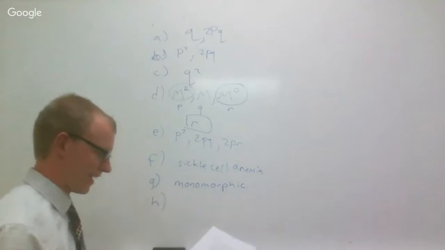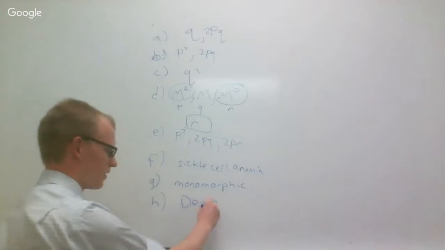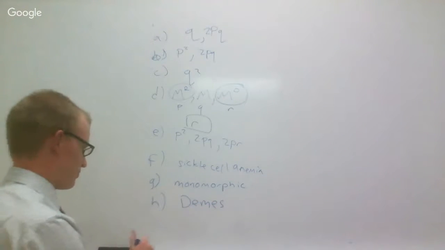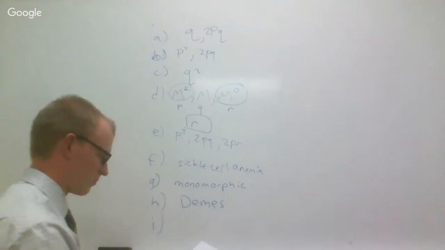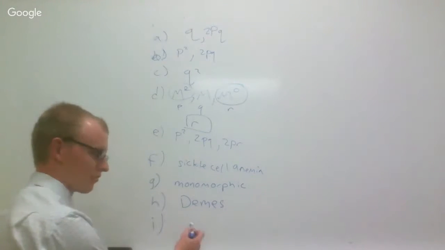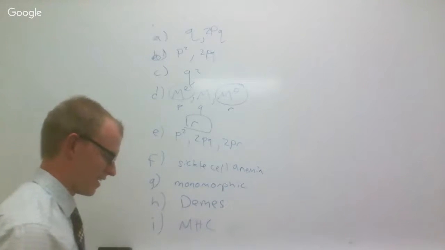Question H, blank is another name for a local population. I don't know how you pronounce that, demes. That's how I've been saying it. And for the last little fill in the blank question, question I says the blank genes in humans are highly polymorphic. And from your PowerPoint reading, that is going to be your MHC genes.